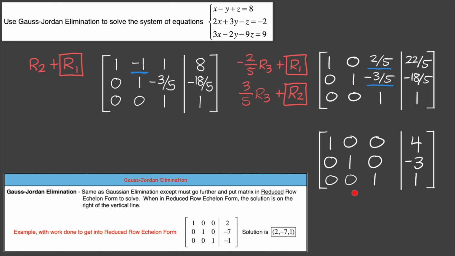This is fantastic. Now our matrix is in reduced row echelon form. As you can see, all the ones go across and everything else is a 0. That tells us that this is our x value, this is our y value, and this 1 is our z value. So our answer is 4, negative 3, 1. This is the point where all three of these planes in 3 dimensions would intersect: 4, negative 3, and 1.